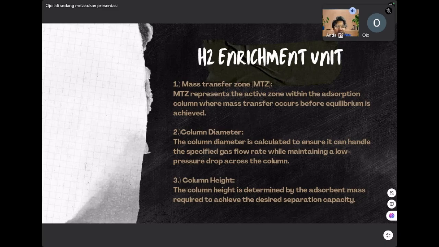maintaining scalability by ensuring the correct balance between column height and diameter. The calculated parameters demonstrate scalability and practicality for the industrial hydrogen purification process. Emphasize the importance of aligning theoretical calculations with industrial standards.